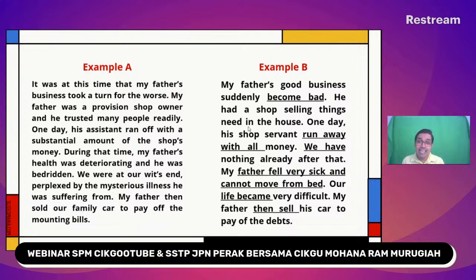Now, the idea is very clear. It's just that this student would lose marks in terms of the language, because the use of the simple present tense and the past tense are improper here. So you have to make sure. For example, my father's good business suddenly became bad. He had a shop selling things needed for the house. So you're supposed to say a provision shop. You're not using the right word.